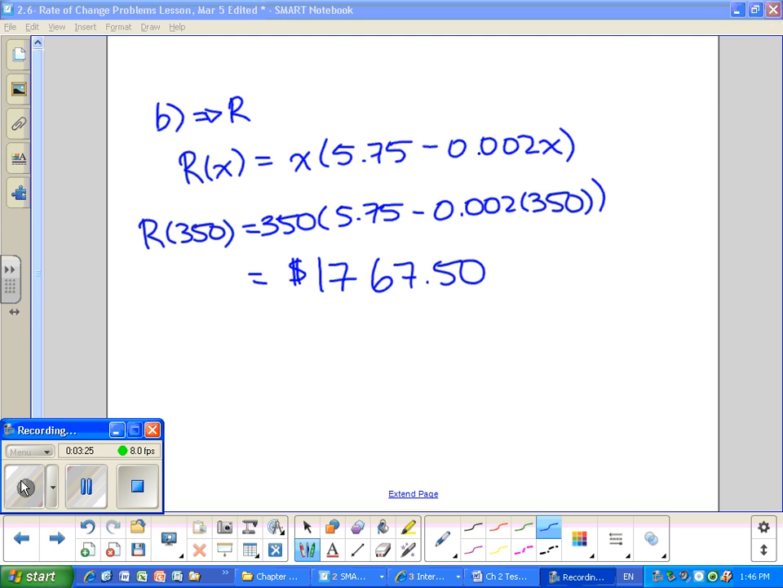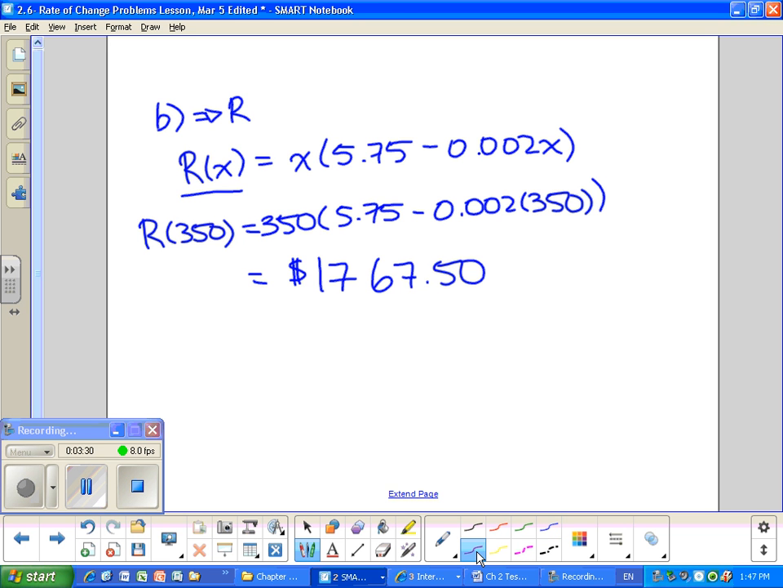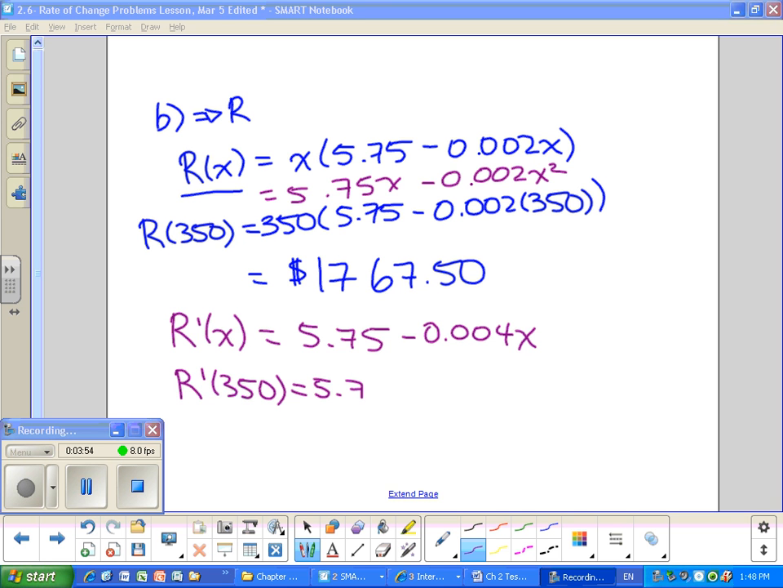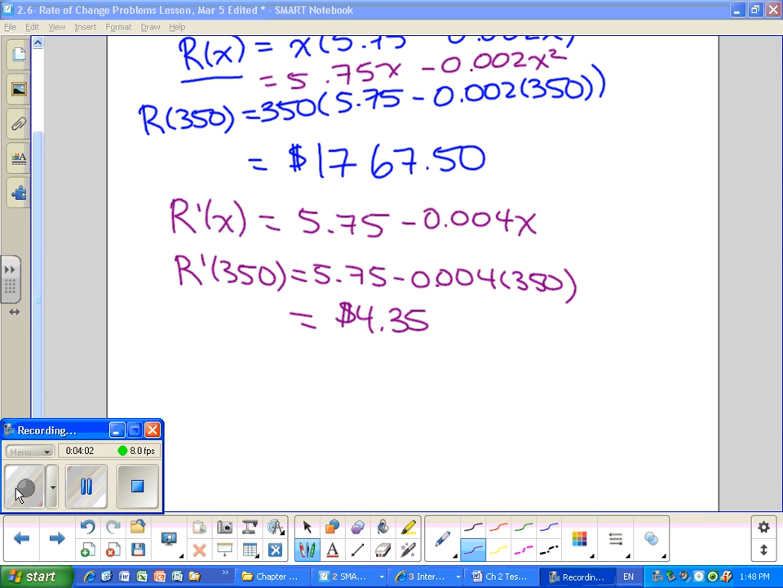What is the easiest way to take the derivative of this function? So we'll expand it first so that we have 5.75x minus 0.002x squared. So now we can find R prime of x, which is 5.75 minus 0.004x. And it asks for the marginal revenue at 350. So we can substitute it in. And so we should have got 4.35.